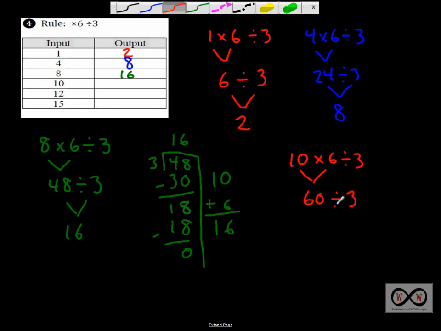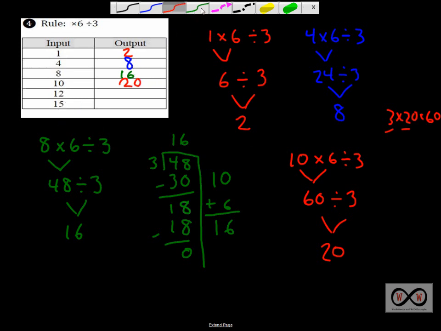Well, I know 3 times 10 would be 30. 3 times 20, let's see how that works. I'm really multiplying this 3 by 2 tens, so that would be 6 tens, or 60. So there we go. 60 divided by 3 equals 20, because 20 times 3 equals 60. And there we have it. Input a 10, output a 20.